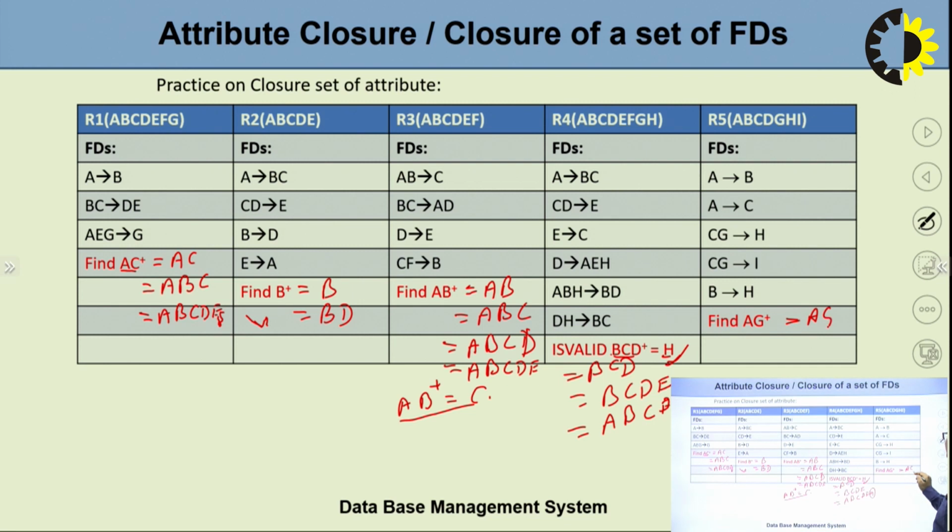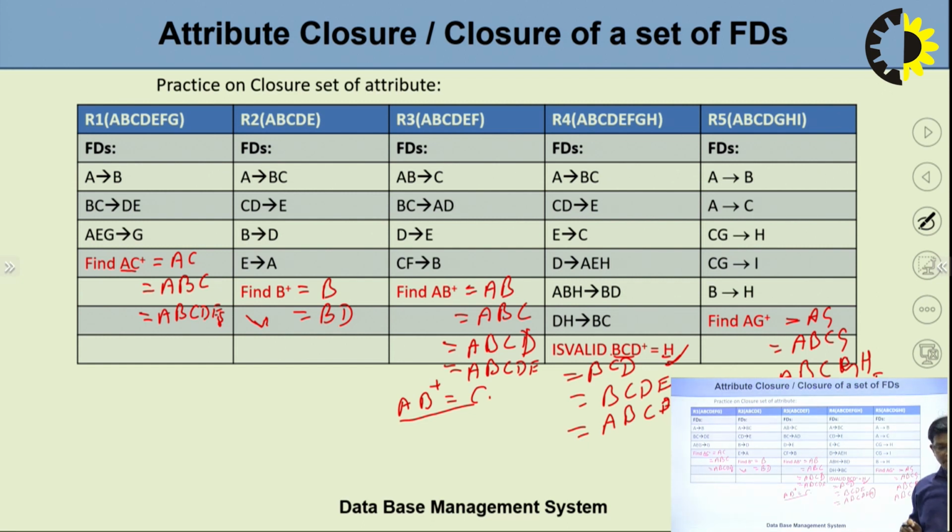Okay. The last one, AG closure. So you need to write AG first, then A to B, A to C. So A to B, C, G. What else? B to H. So A, B, C, G, H. CG gives H and I. So A, B, C, G, H, I. But D is not here. So these are the final answers.